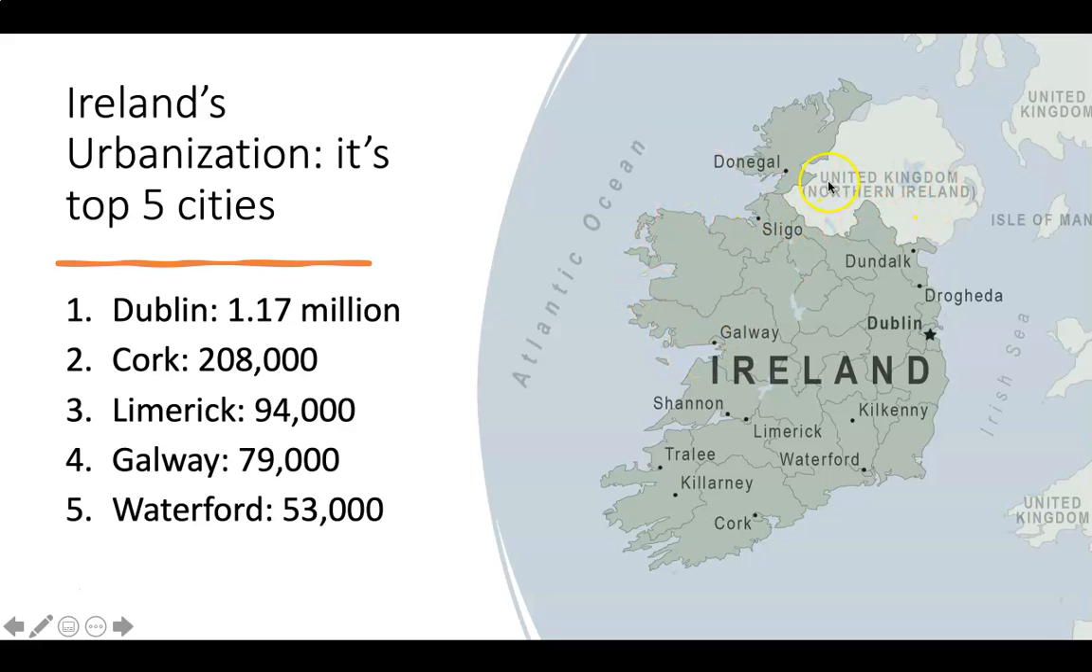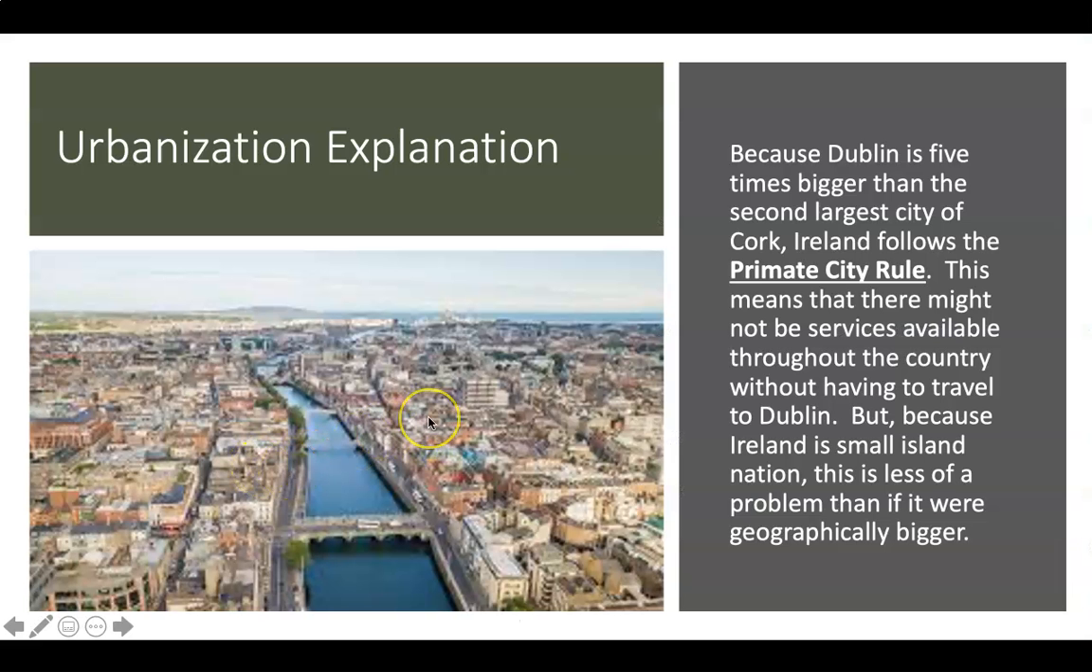Notice that it does not include the United Kingdom here as well, because there would be Glasgow and some other ones that would be included in the top 5. So these are the top 5 cities of the Republic of Ireland, and that's my topic. So then I need to explain which one this would follow. I'm going to do that in the second slide, my explanation slide. Right, and here it is.